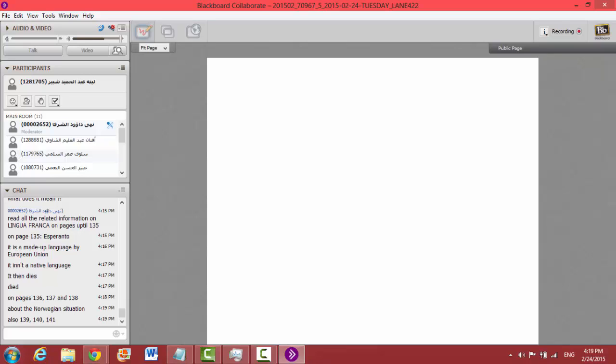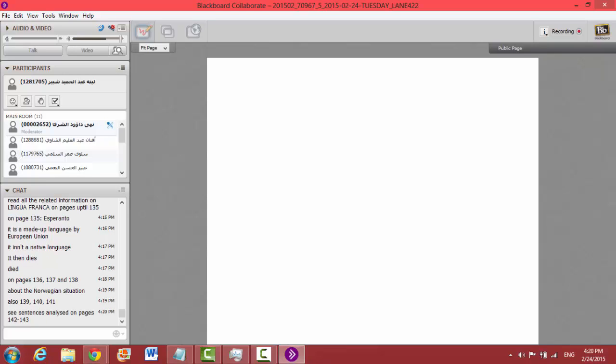So the book means Boken, Boka, and Boka. And the two sentences analyzed on pages 142 and 143. Okay, this is important about Norwegian.